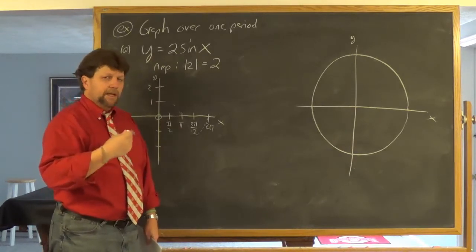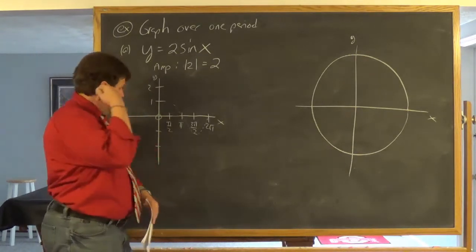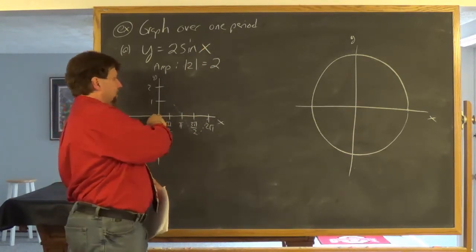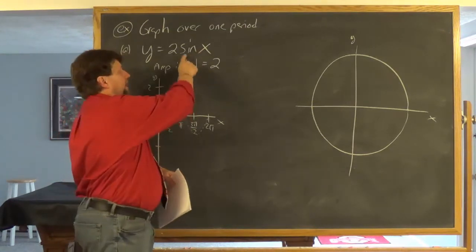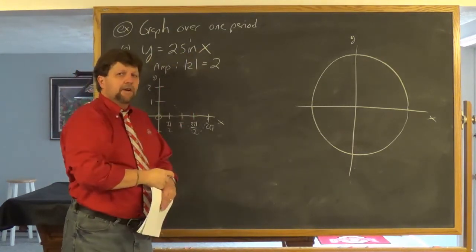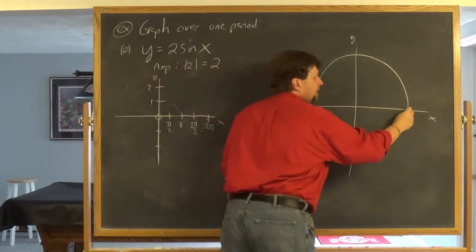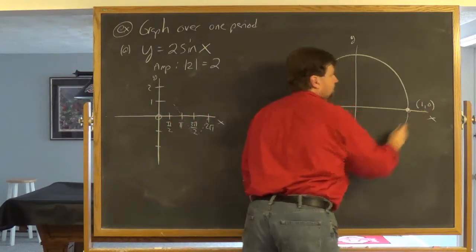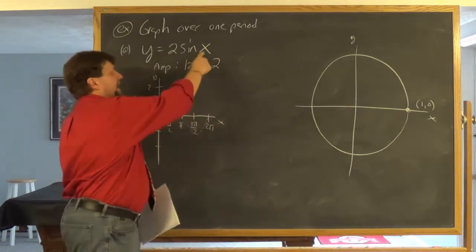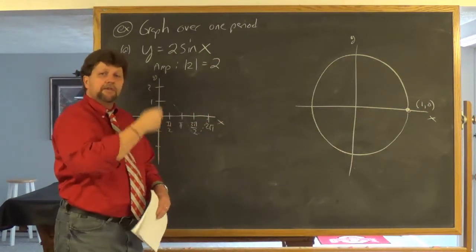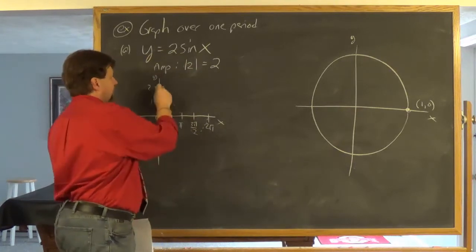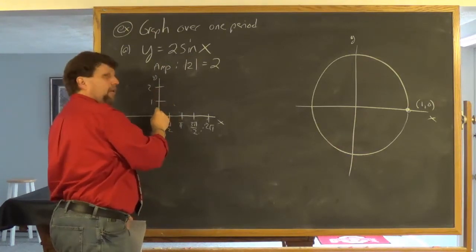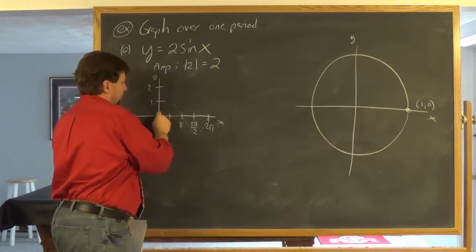If you go about the process of plotting points, let's toss 0 in here for x. To determine y, you have to know what the sine of 0 is. Well, the sine of 0 is the y coordinate of that point. We know the coordinates of that point are 1, 0. So the sine of 0 is 0. 2 times 0 is 0. So when x is 0, y is 0. So I can come in here and plot 1 point. Boom.